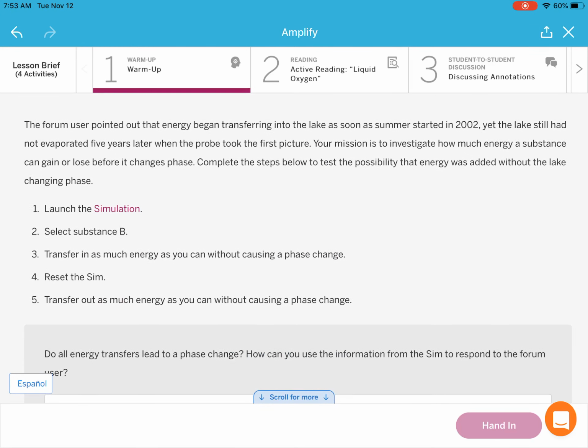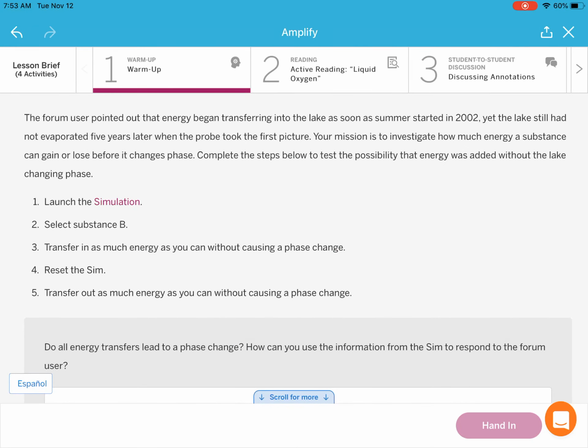So then we're going to scroll down, and it says the forum user pointed out that the energy began transferring into the lake as soon as summer started in 2002, yet the lake had still not evaporated 5 years later when the probe took the first picture. Your mission is to investigate how much energy a substance can gain or lose before it changes phases. So complete the steps below to test the possibility that energy was added without the lake changing phase.